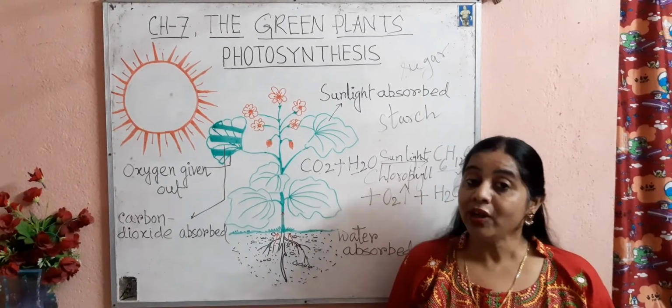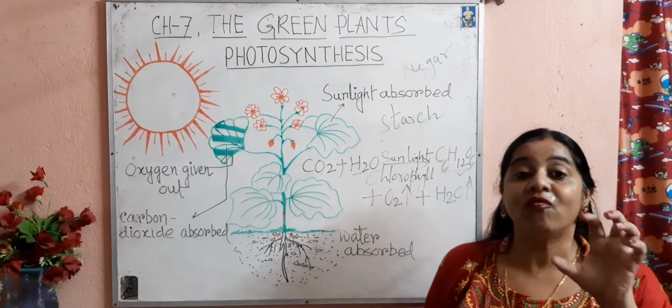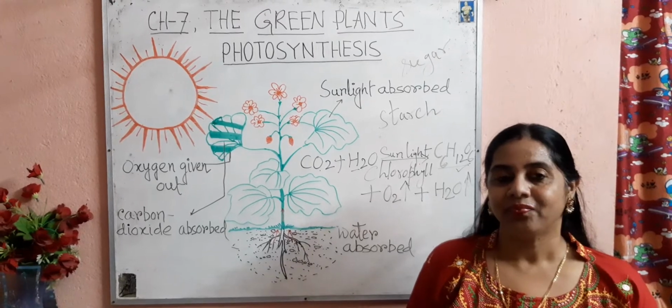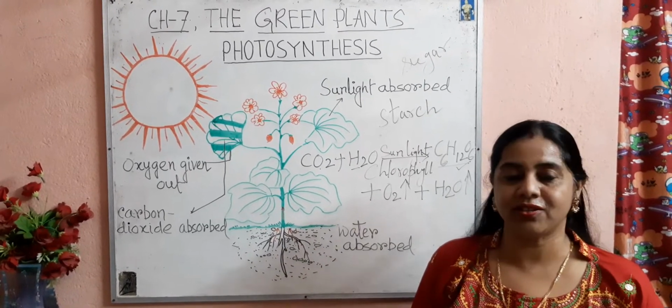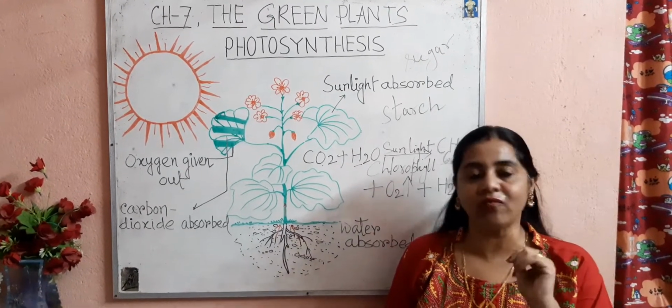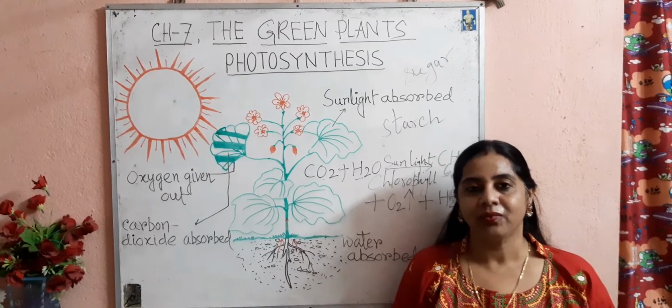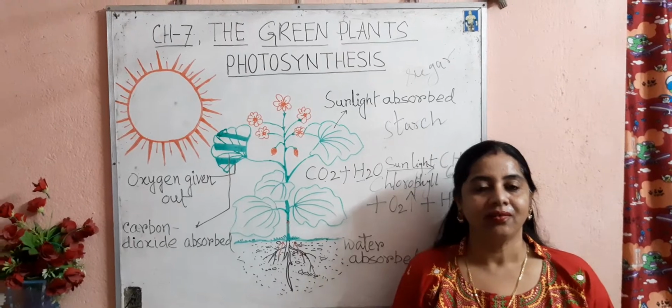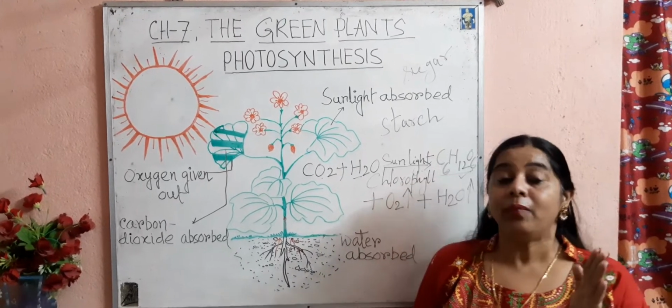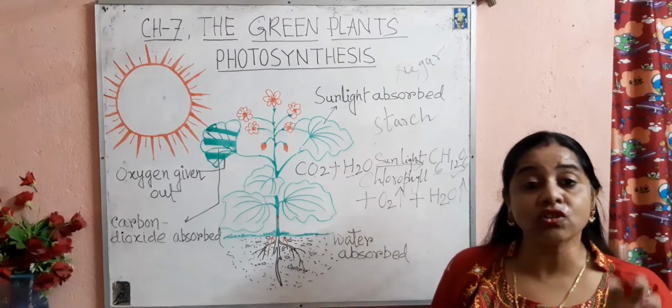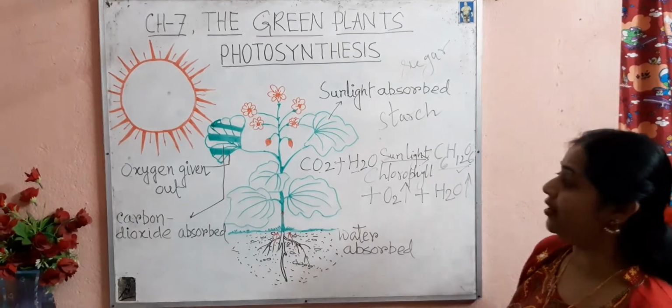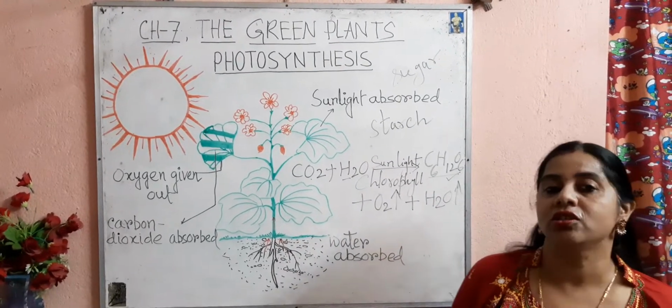Understood? We also eat, students, the flower of some plants. Yes, flower of some plants. Drumstick flower we eat. Pumpkin flower we eat. Cauliflower we eat. Because the plant stores the extra food in the form of starch in these parts of the plant.